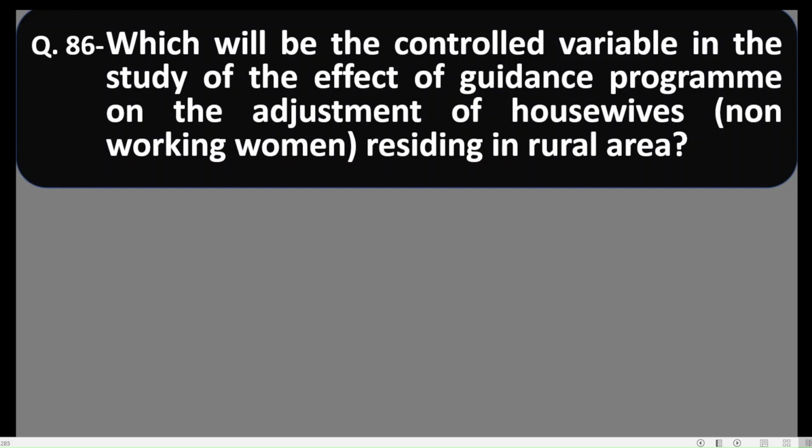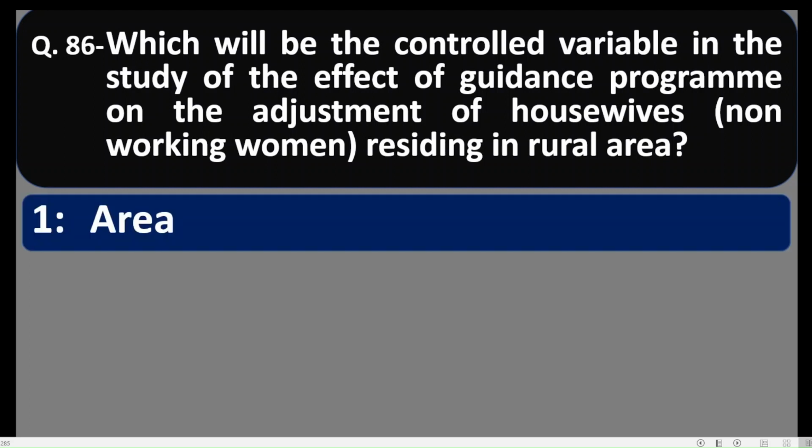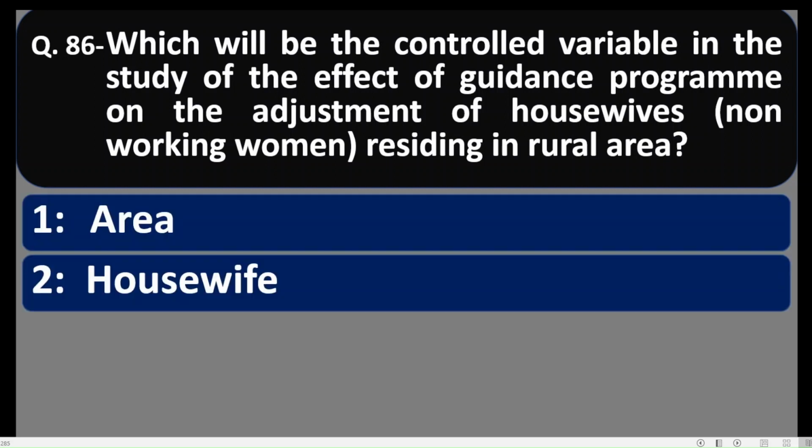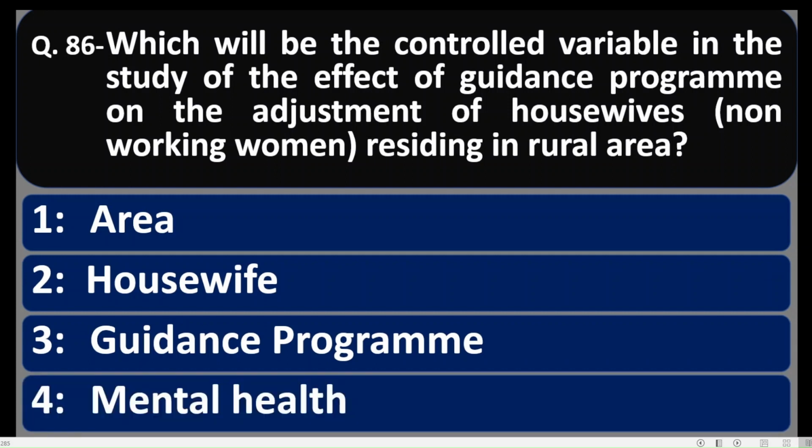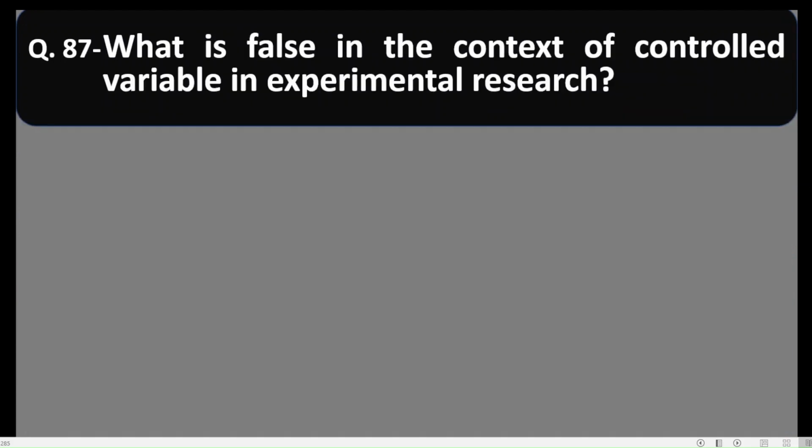Let us see. Area number 1, number 2 housewives, number 3 guidance program, number 4 mental health. Friends, here the housewives of only rural area are selected for the study. So here area is controlled. The impact of area is not seen in this particular experiment. So only from the rural area the women are selected. So area is controlled variable.